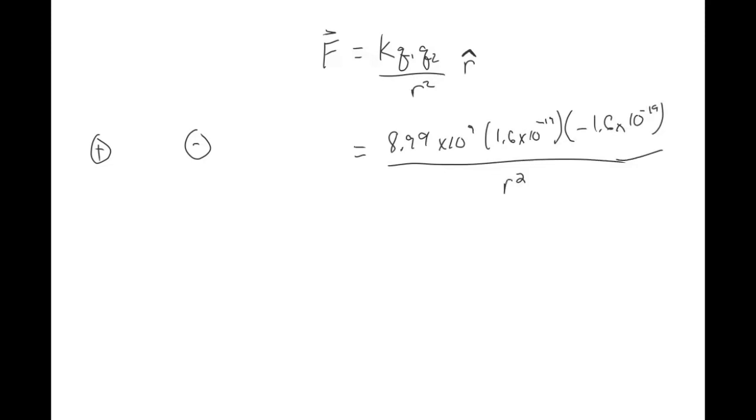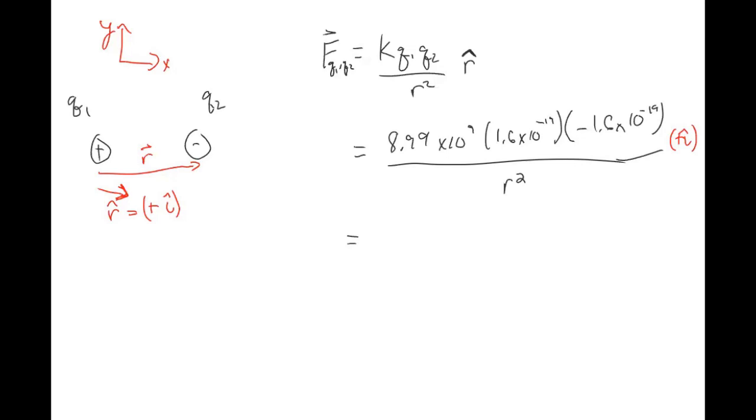And let's say we wanted to know the force of charge 1 acting on charge 2 again. Now the r vector between charge one and charge two is pointing this way, and we'll still use our normal xy coordinate system. So that means our unit vector is pointing in the positive x direction or positive i hat direction. So now we can replace our r hat vector with plus i hat vector.